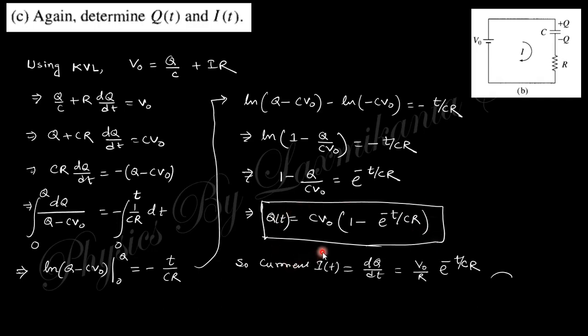So this is the charging of the capacitor. The corresponding current will be dq dt. This is the expression of the current flowing within this circuit.